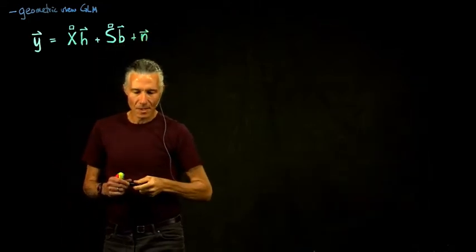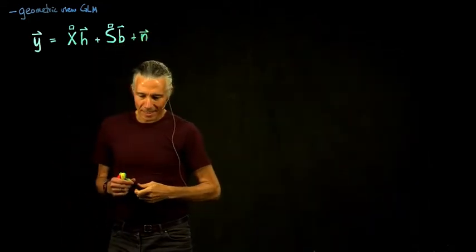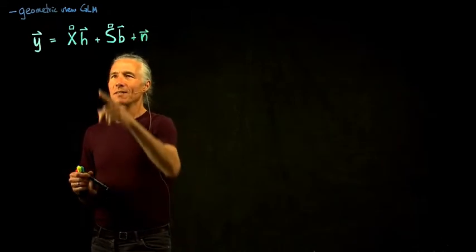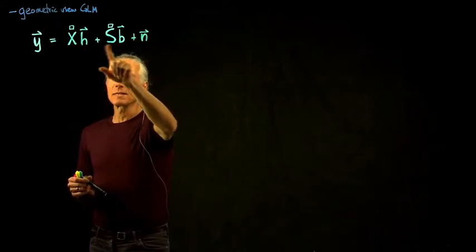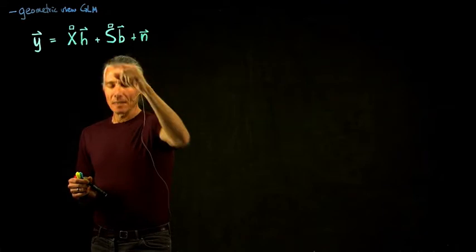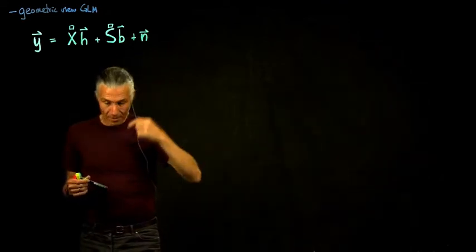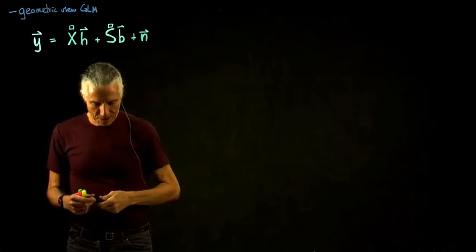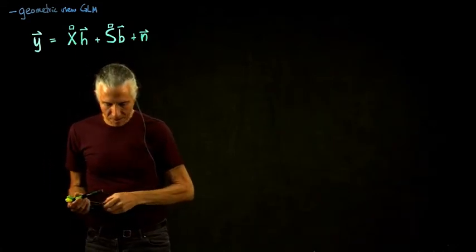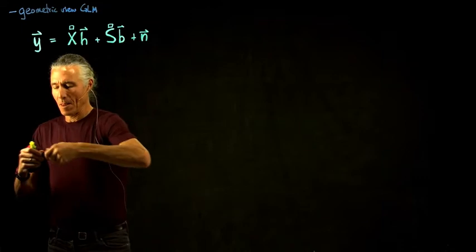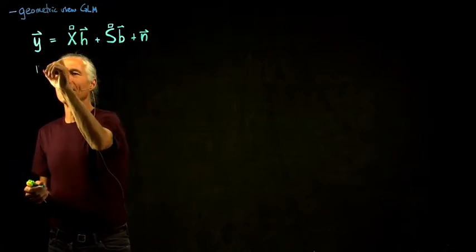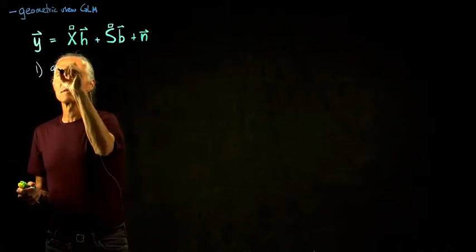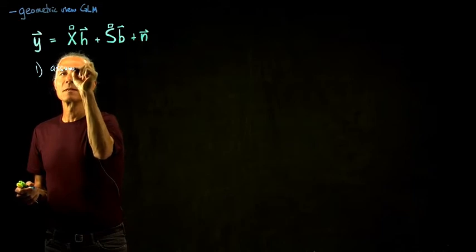So then the plan is we need to solve this. We need to figure out the h and the b. So how do we solve for the h? So the idea is, brand new one, we first assume white noise.